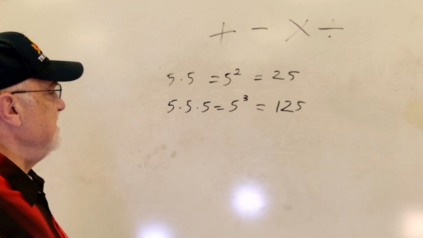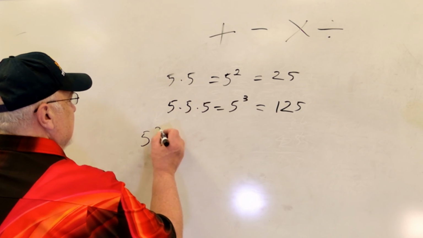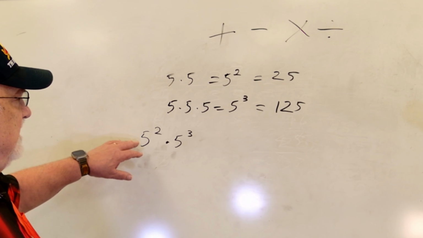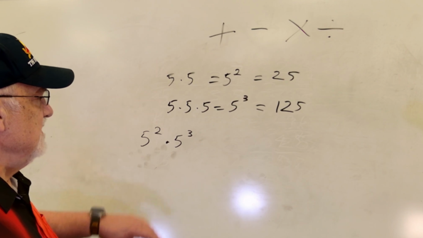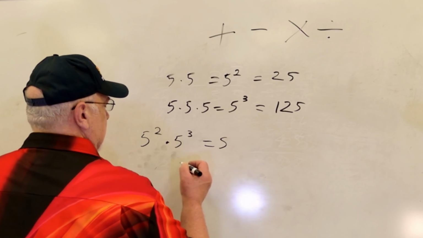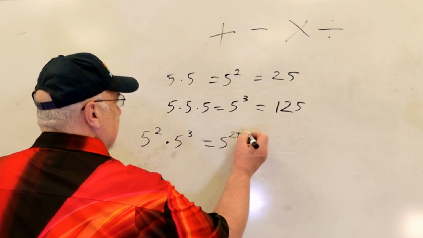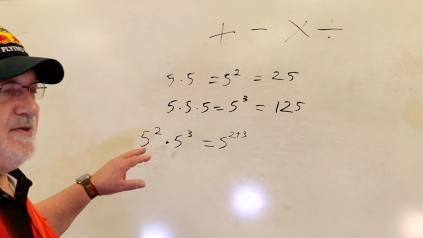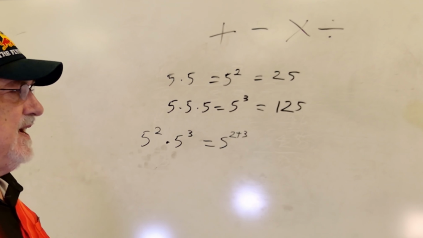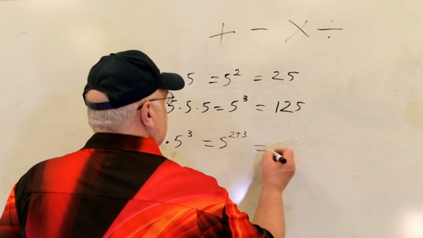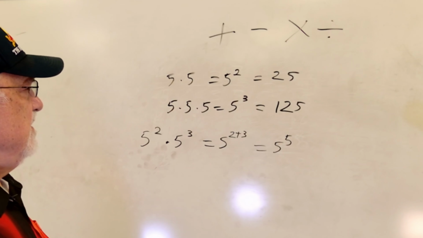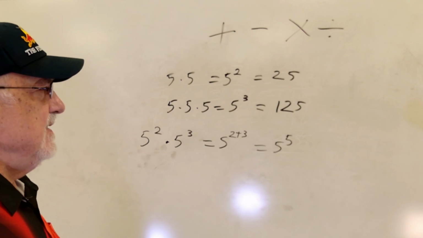So if you have 5 squared times 5 cubed, so you have 5 squared, that's 25 times 125. Well, you can do something really magical. You have 5, and you add the exponents. So when you multiply two numbers that are the same with exponents, you end up adding the exponents together. That would be 5 to the 5th power. And that is how the exponents work when you are multiplying two numbers together that have exponents.